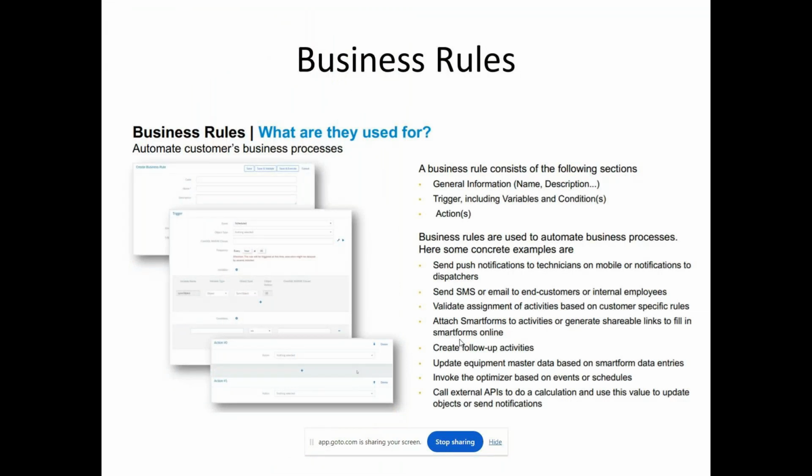So let's look at why, or what exactly, a business rule is. The most simple definition of business rules is that they help us automate a business process. Now, what do I mean by that?